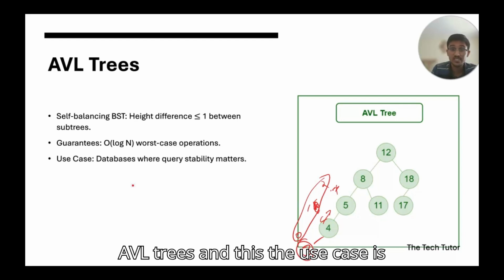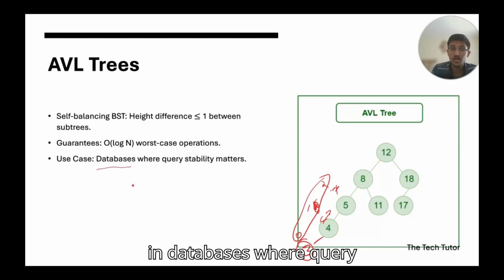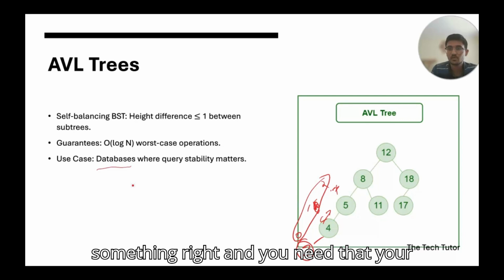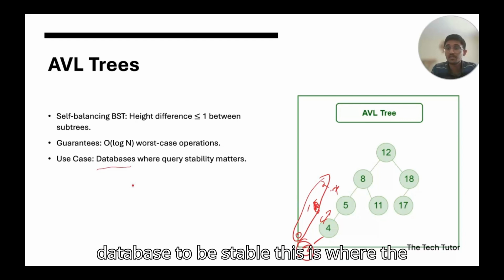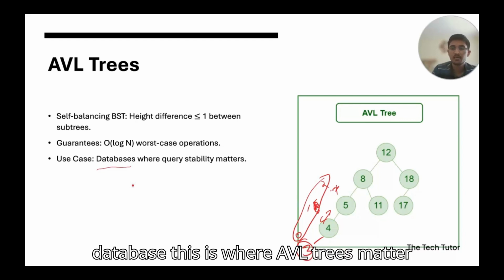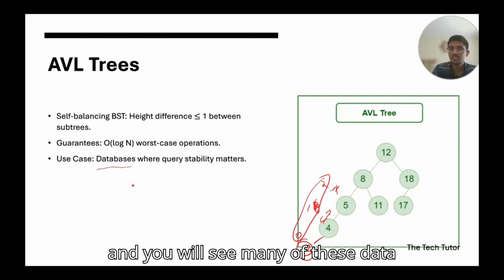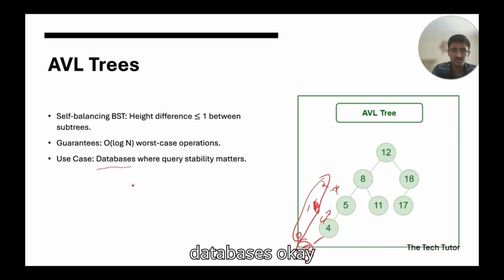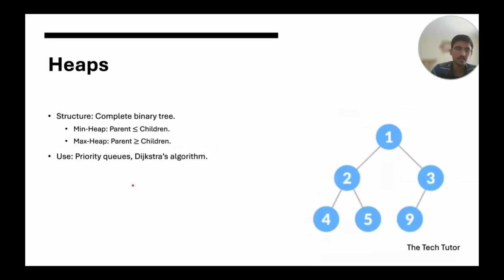And the use case is in databases where query stability matters. Say you're trying to find something, and you need your database to be stable. This is where AVL trees matter. And you will see many of these data structures are actually used in databases. Okay, so that's AVL trees.